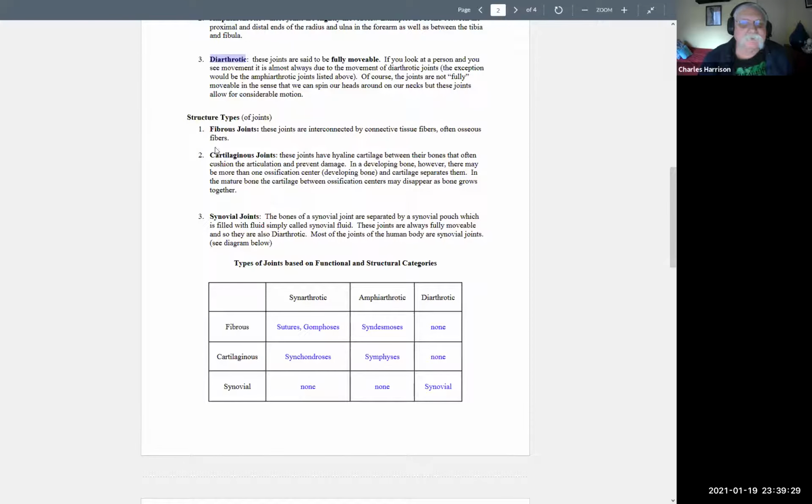Structural types of joints. Structural. That means how the joints come together. And the first is fibrous. Fibrous joints have, just like the name says, fibers between them. I mentioned osseous fibers a moment ago, but we can have cartilaginous fibers. These are going to be needle thick fibers stretching from one bone to the next in great numbers to hold them together.